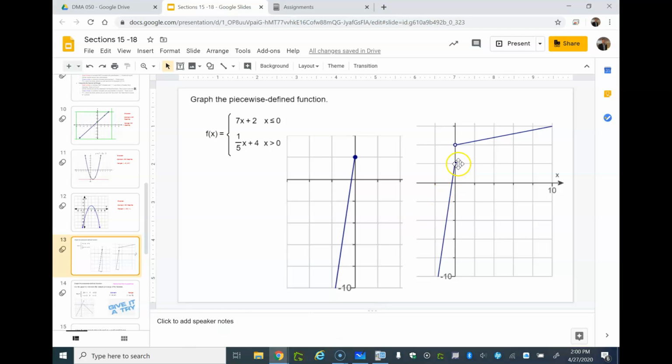So from here to here is the 7x plus 2 with a closed dot because of the less than or equal to marking. And from here to here, we have an open dot for this equation here. So one of the first things you probably want to look for to make the problem a little bit easier, just check for the open and closed circles. Less than or greater than and equal to has a closed one. Just the less than or greater than has an open one.